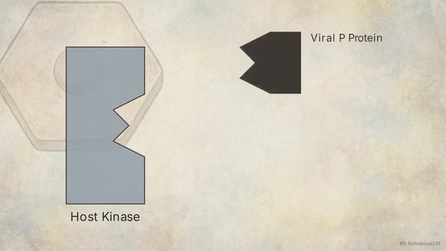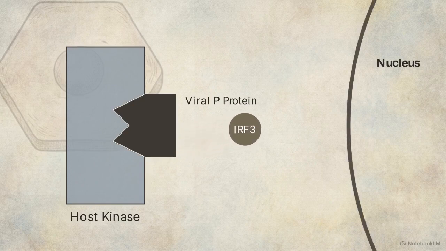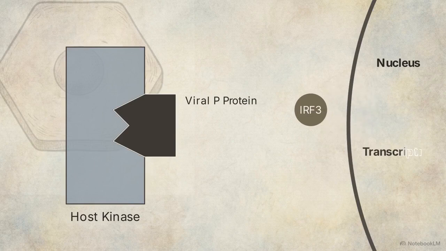Deeper in the signaling cascade, the viral P protein mimics the geometric interface used by host kinases. By occupying this interface, the P protein prevents the phosphorylation of interferon regulatory factor 3, or IRF3. Without that chemical activation, IRF3 cannot enter the nucleus, halting the transcription of antiviral genes.